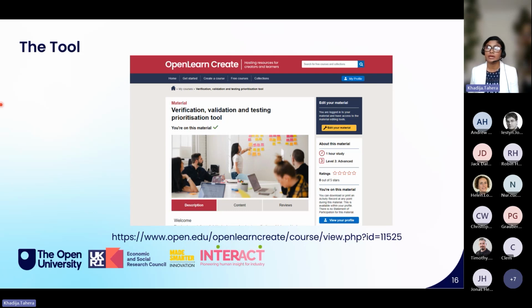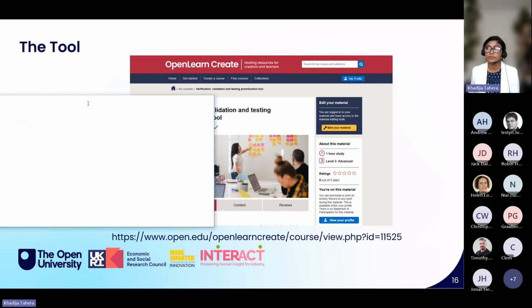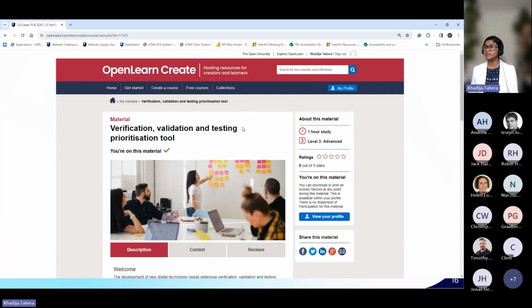So what I need to do now is go to the tool itself. I hope everybody can see the tool. Can you please give me a signal if you can see the tool? Can you see my screen? Okay, I'm probably missing something. I can see the OpenLearn Create site. Is that what we're looking at? Yeah, that's great. Okay. Thank you, everybody.